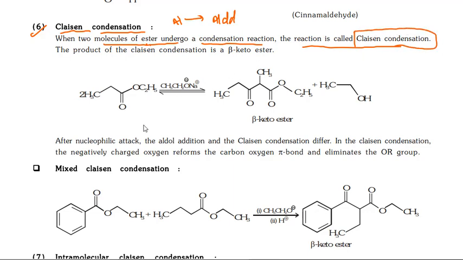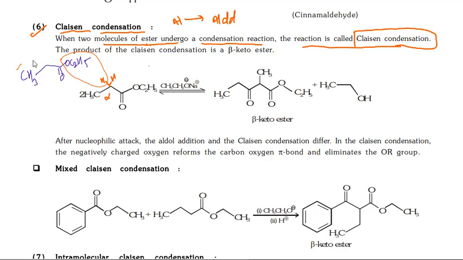What is the mechanism? I will write the final product here. This is the alpha position, where two hydrogens are there. These two hydrogens, the active hydrogens at the alpha position, and the alcohol, ethoxide, is released as ethyl alcohol; just it is adding here.